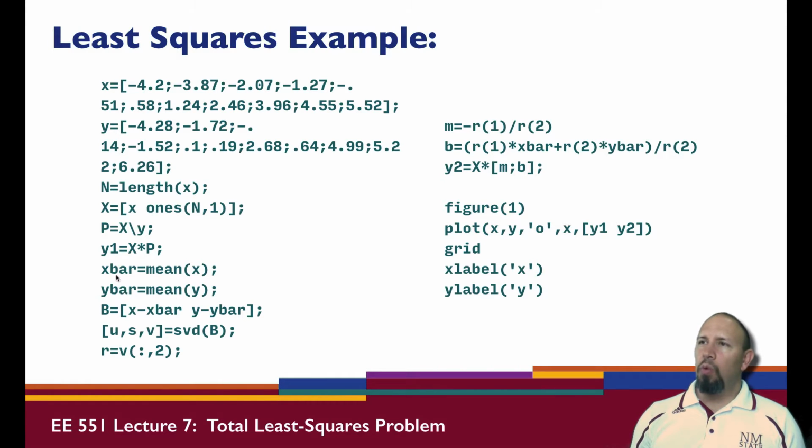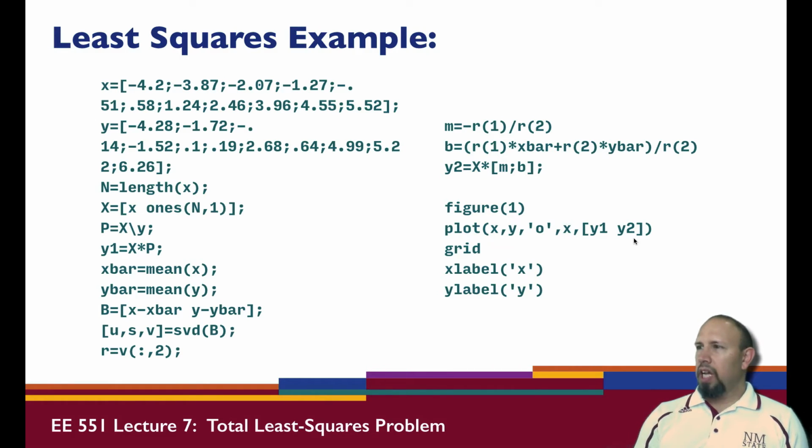I then compute X bar, Y bar, which are the mean values. From that I form the B matrix, which is X minus X bar, Y minus Y bar. I do the singular value decomposition on that matrix. From that I choose the vector associated with the smallest singular value. That gives us the R values, R1 and R2. I use that to form the slope and intercept, and I go through and see what this is, so that we can compare the data.